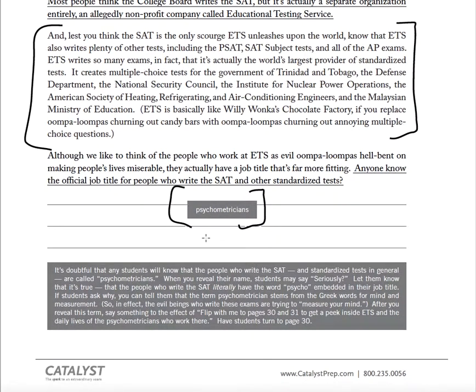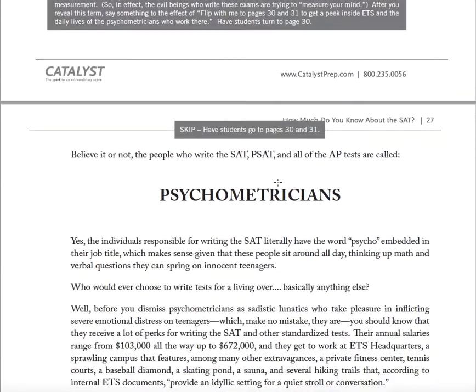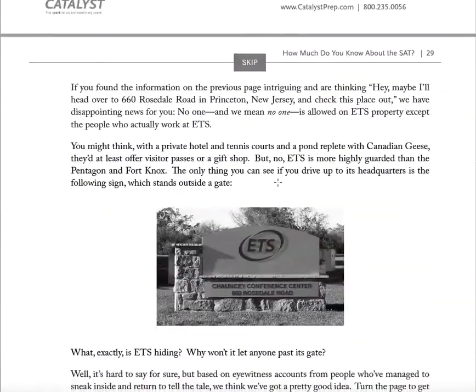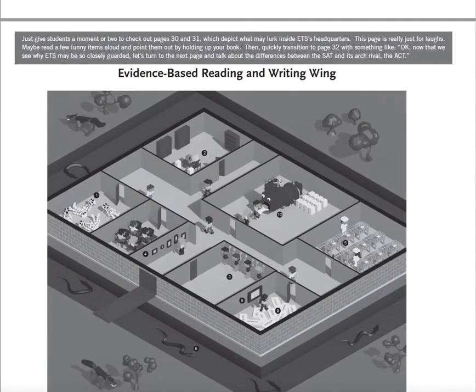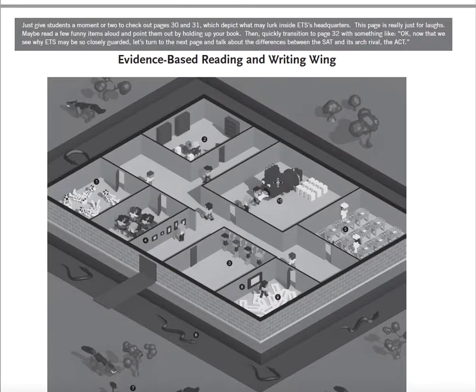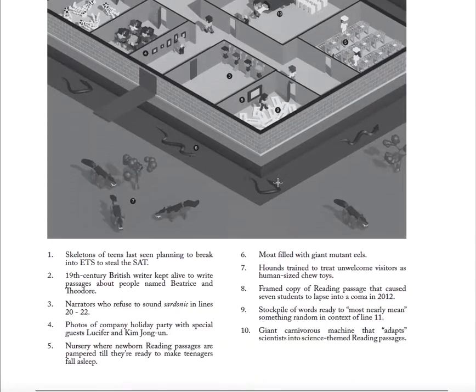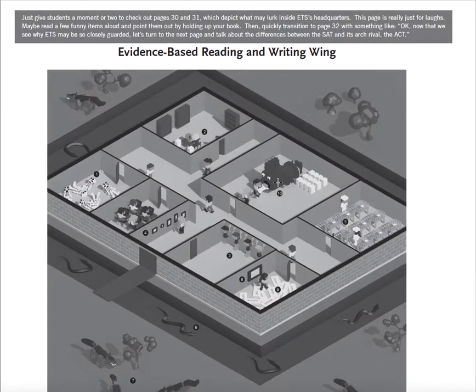So you'll go on a little bit of a talk here, very brief, about psychometricians, who we liken in this paragraph to Oompa Loompas in Willy Wonka's Chocolate Factory, but they're actually churning out annoying multiple choice questions instead of delicious chocolate candy bars. And here you'll have students go all the way to pages 30 and 31, and we have a lot of illustrators and graphic designers, and we had a graphic designer who spent some time trying to do a 3D modeling of what we suppose exists at the Educational Testing Service, which still writes a portion of the SAT.